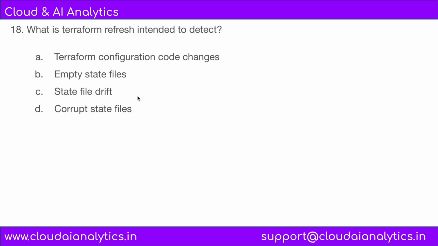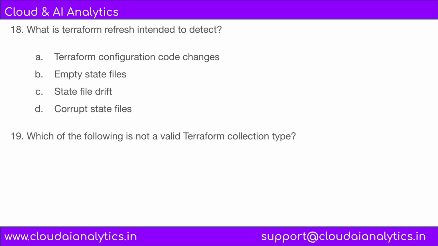And moving on to the next question, which of the following is not a valid Terraform collection type? Option A, list. Option B, map. Option C, tree. And option D, set. So go through the question, understand the options, and then come up with the answer. So that's it. The right answer is option C, tree. Tree is not a valid Terraform collection type.